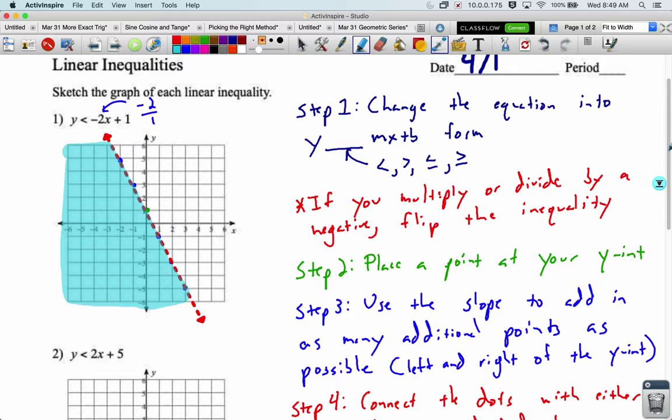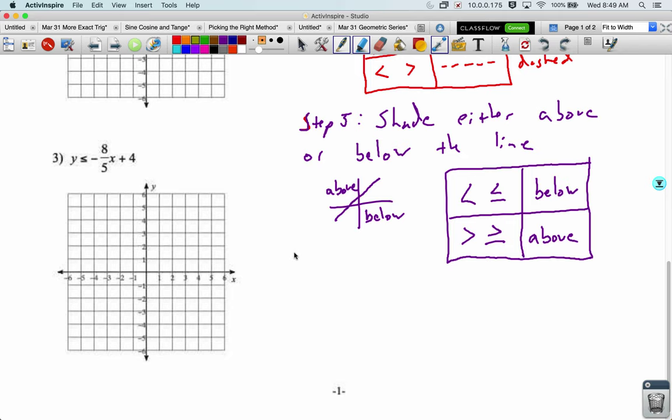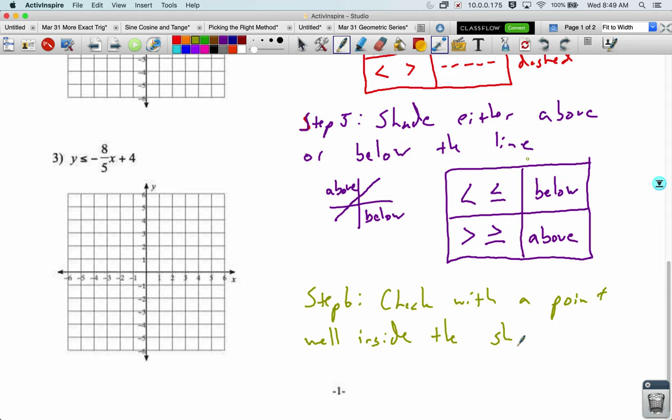Okay, and then let's write a step for how we check. Step six, check with a point inside the shaded region. So don't pick a point on the line. We want to pick a point off the line in the shaded region. And that's going to make sure that we shaded the correct side.